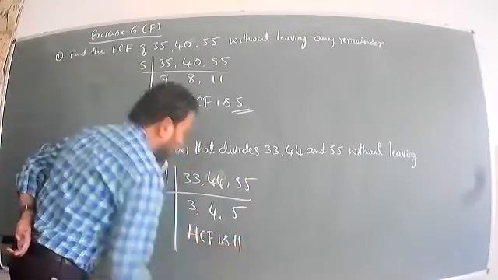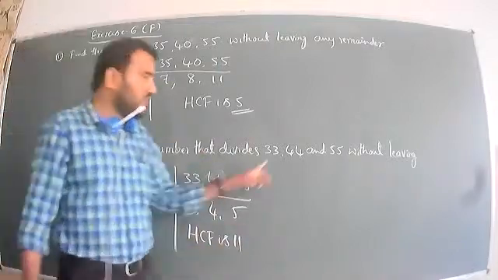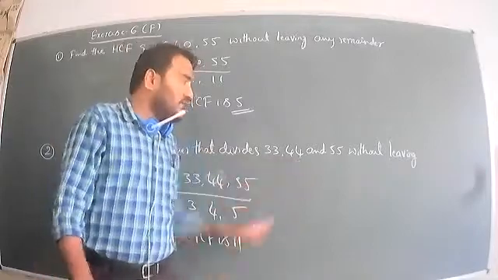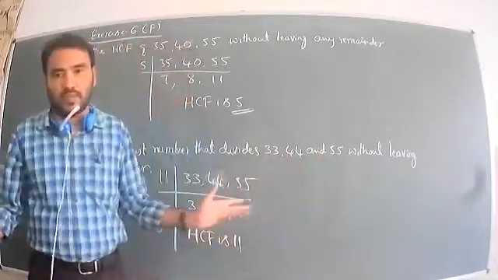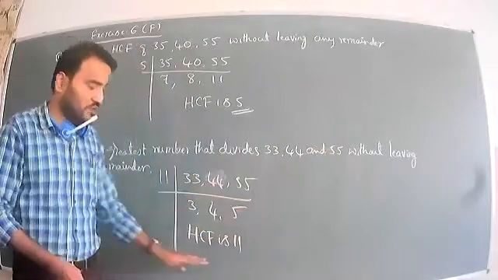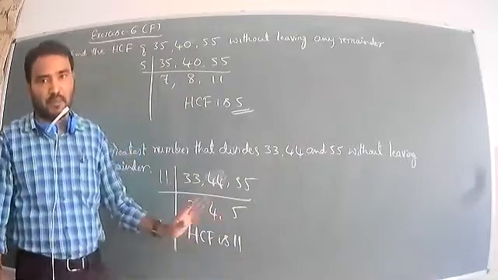HCF is 11. Divide by 11 and check whether any remainder comes. 11 3s are 33, yes, it divides. 11 4s are 44, no remainder. 11 5s are 55, never a remainder. Okay, so the remainder is 0. So this is called the HCF. This is the highest number or greatest number. Keep in mind.